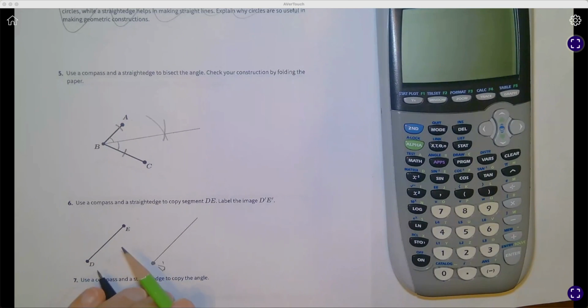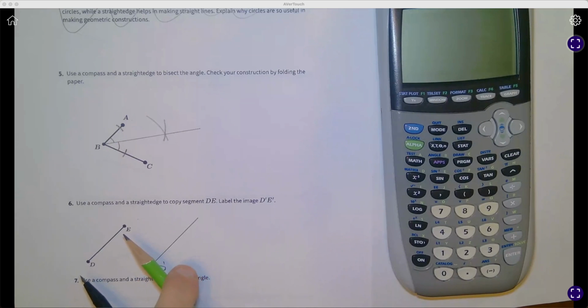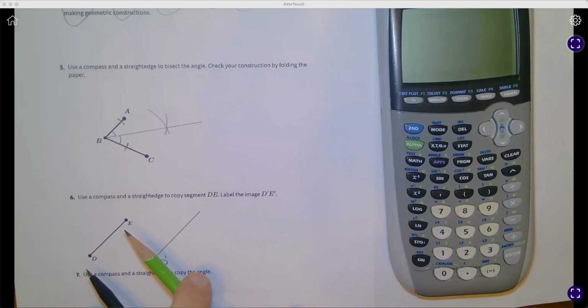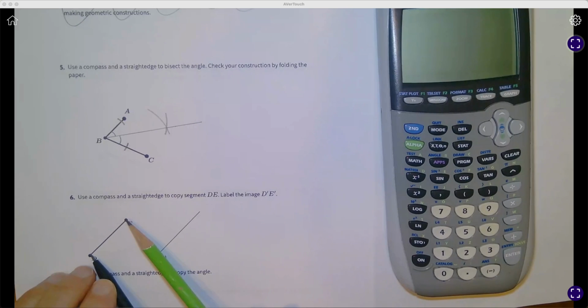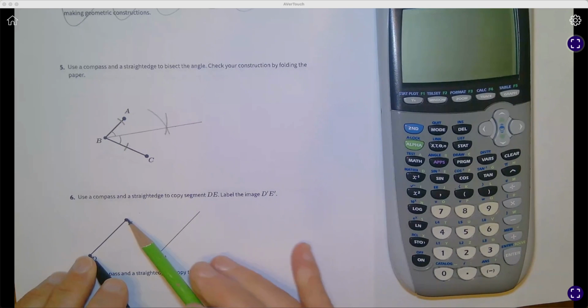Now, I'm going to go ahead and put my center of what would be a circle, right? That's what a compass does, is it draws circles. So that pointy end would be the center of the circle. And then the pencil end would be the shell, the outside of the circle.